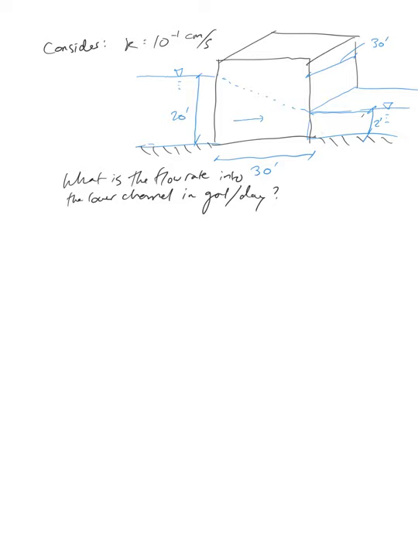And we want to know, we're given the hydraulic conductivity is 10 to the minus first centimeters per second. We want to know what is the flow rate into the lower channel from the upper one in gallons per day. Okay, so our equation says Q prime is equal to 1/2 K times H1 squared minus H2 squared divided by L.